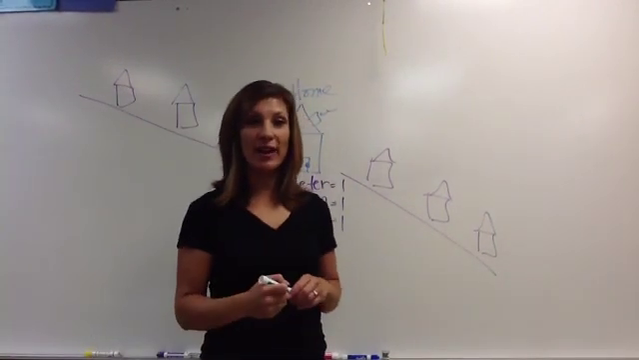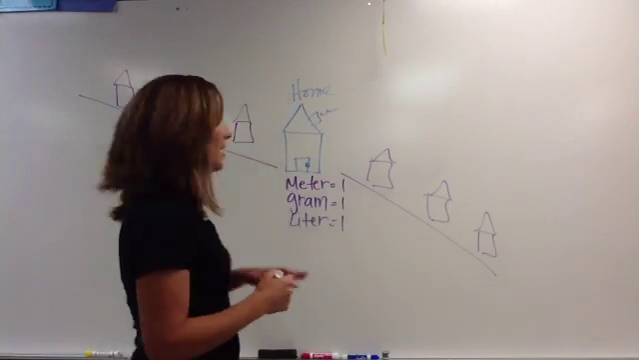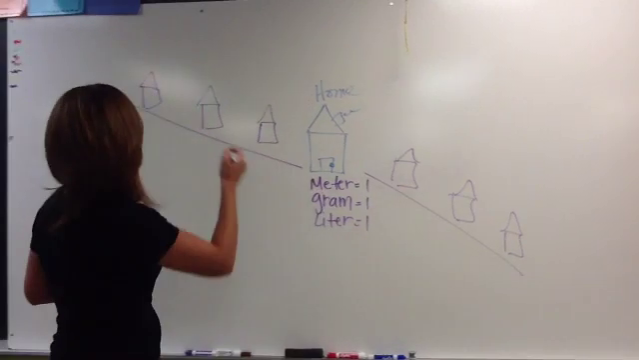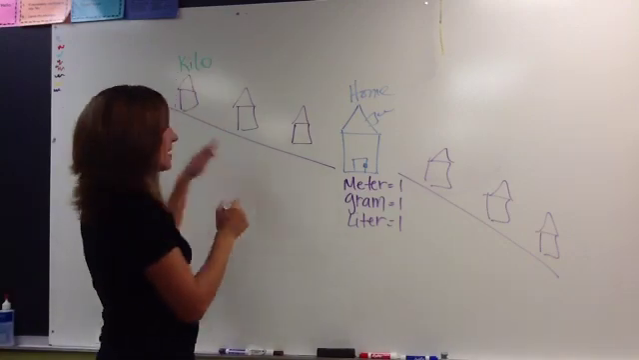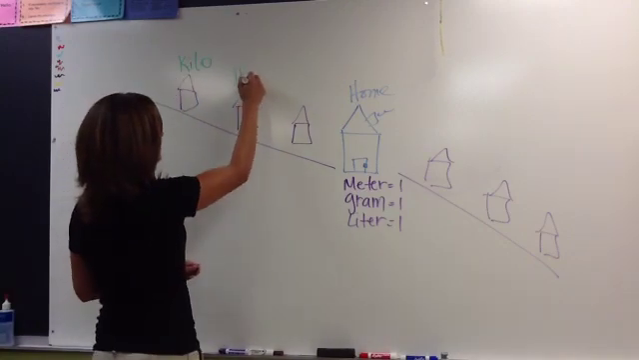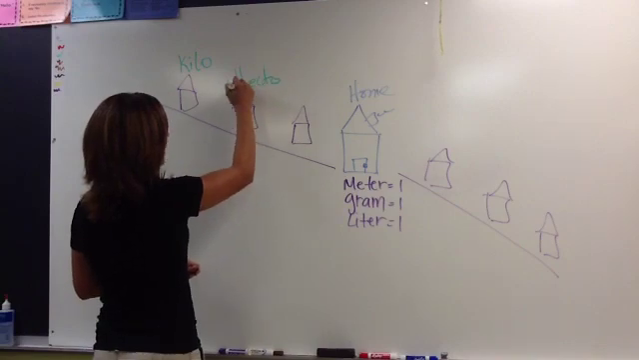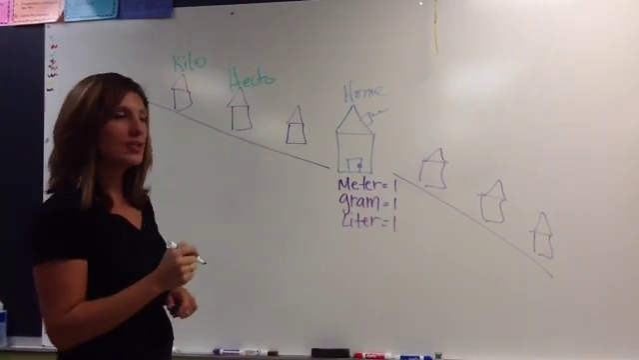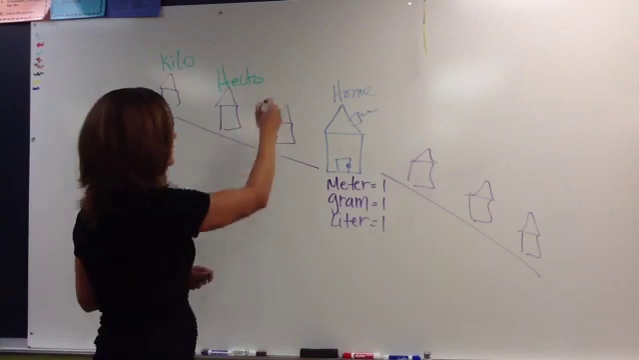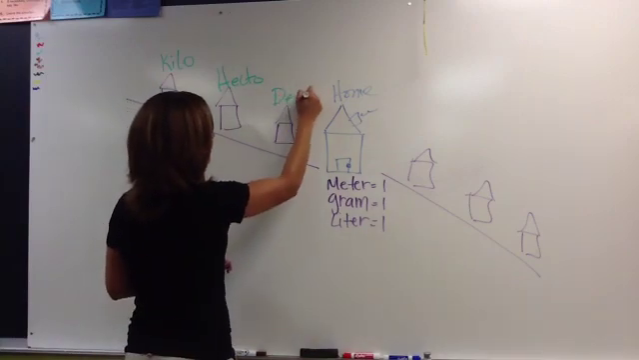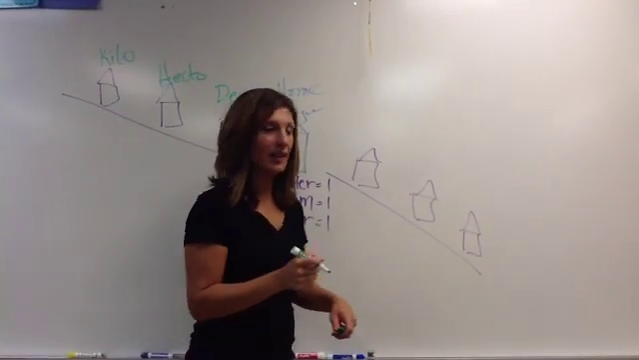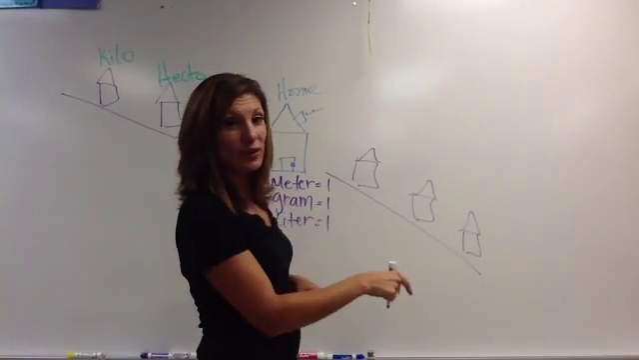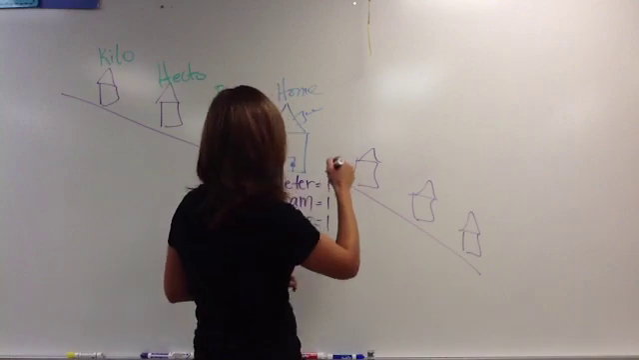All of my neighbors have a name, and I'm going to start at the top of the hill. The very top of the hill, my favorite neighbor, their name are the Kilos. Next door to the Kilos live the Hectos. Next door to Hecto and right next to my house live the Decas. As I proceed down the hillway, I have my other friends who lived going towards the bottom of the hill.